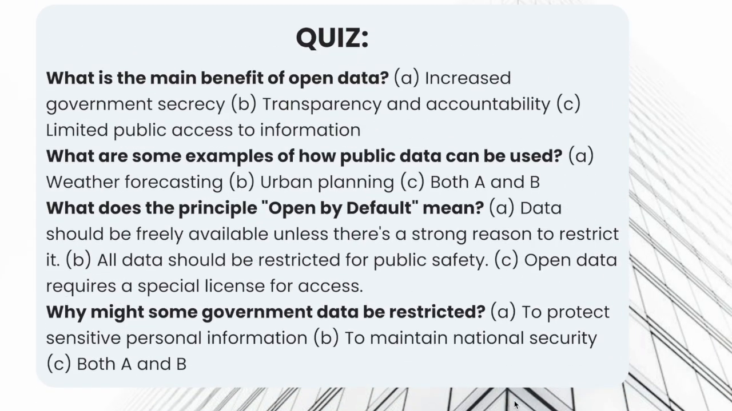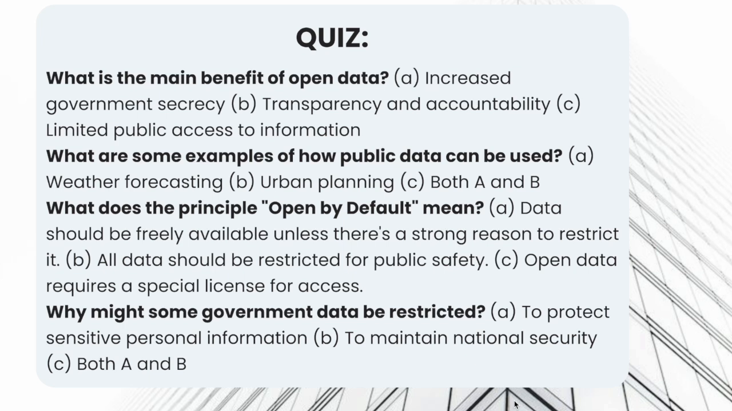All right, now we've reached our quiz. 1. What is the main benefit of open data? A. Increased government secrecy. B. Transparency and accountability. C. Limited public access to information. 2. What are some examples of how public data can be used? A. Weather forecasting. B. Urban planning. C. Both A and B.